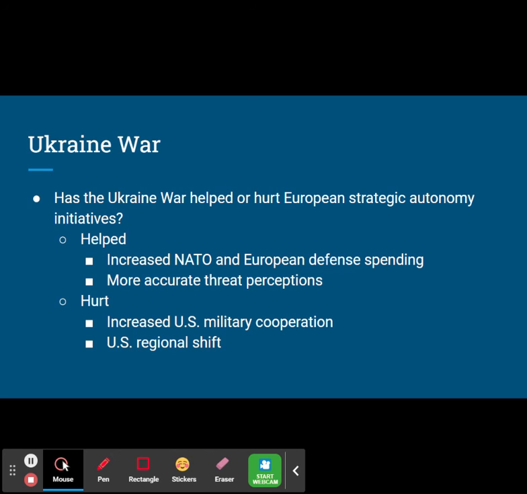However, it is also hurting the progress towards strategic autonomy because it's requiring increased U.S. security cooperation and increased U.S. military presence in the region, both of which countries like France and Italy say are explicitly against the goals of strategic autonomy because they trade off with European nations developing their own indigenous defense capabilities. So we will have to see whether or not post-Ukraine war, Europe is closer or further away from strategic autonomy.